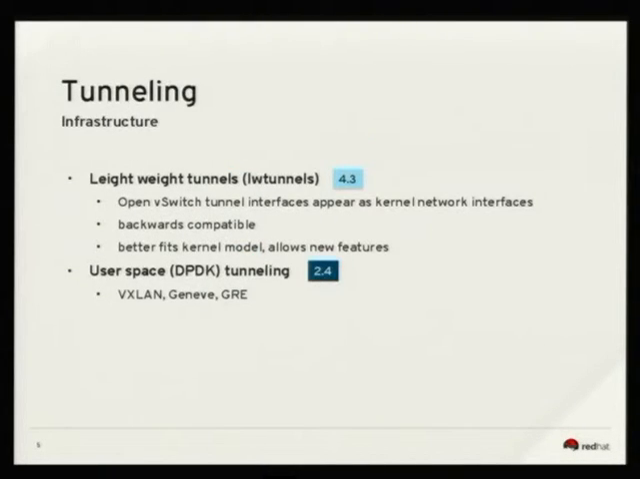Let's move to tunneling. That's more interesting. So there were a few infrastructure enhancements, really generic enhancements. The one that's quite new and interesting, although invisible to most users, is conversion to lightweight tunnels inside the kernel. So up to now, when you created, say, a VXLAN interface in OVS, it was some kind of weird internal interface. If you ran ifconfig or ip a, you didn't see that tunnel interface. It was internal to OVS.